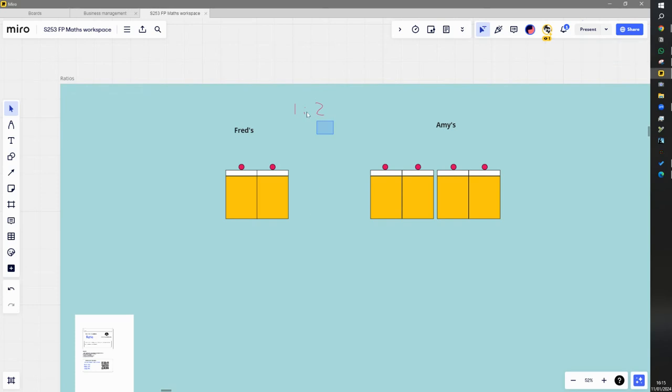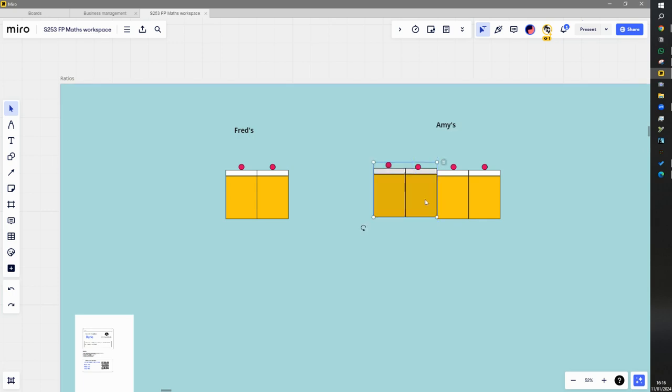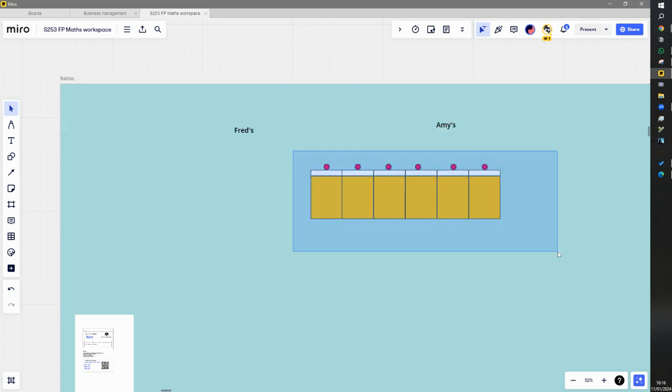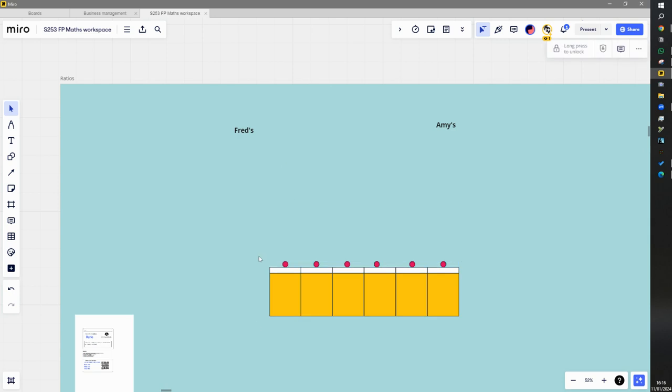So if we start off with a cake like this, so put it all together. Oh, it didn't. Looks like we've lost the cherry a little bit. Put that there. So this cake is going to be shared between Fred and Amy. Now forget about the vertical lines.